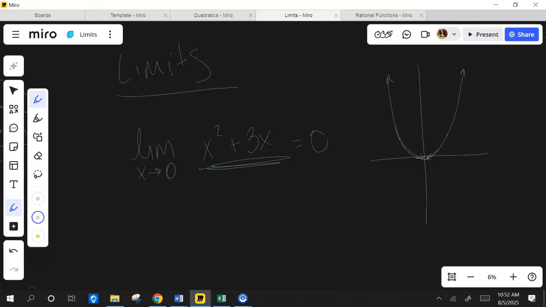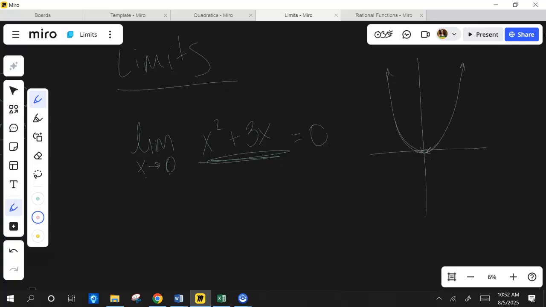Now, if it is a continuous function and it is defined right there, it is just the function value. So my method 1 of evaluating a limit is just to plug it in. So always try to plug in. In this case, if I plug 0 in for x, I get 0.